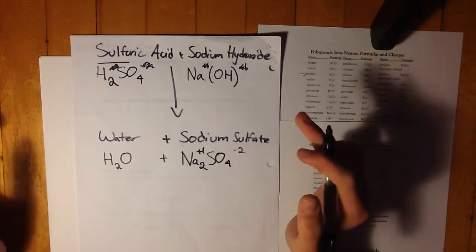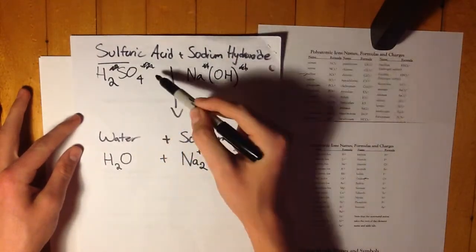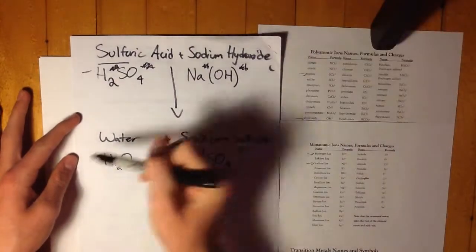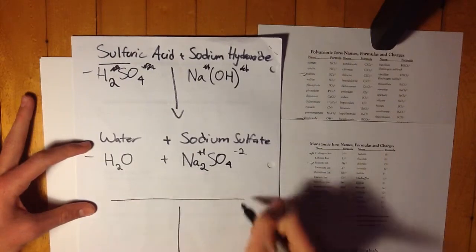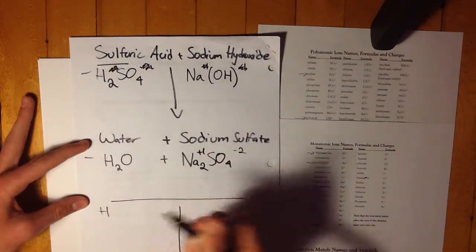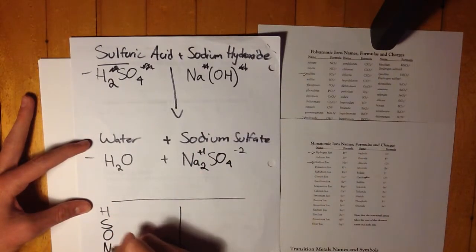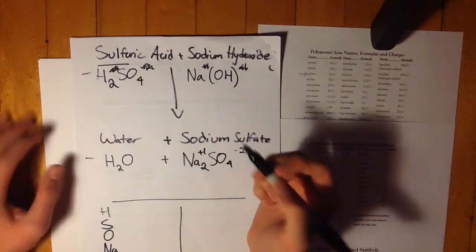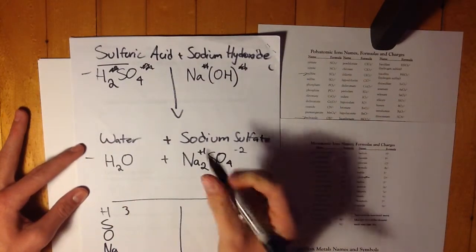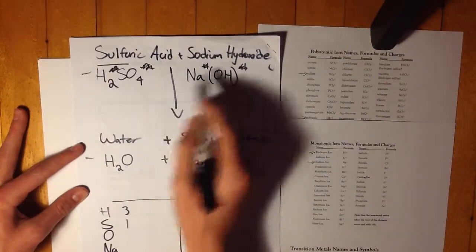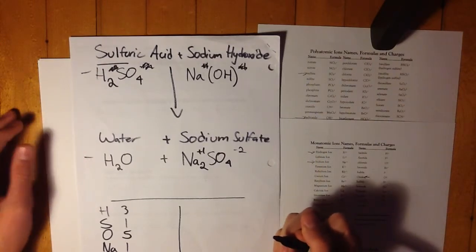Now all that's left is making sure that there are the same number of each individual atoms on this side as this side. So we do this by making a little chart, like a before and after chart. We have on this side hydrogen, sulfur, oxygen, sodium, and then oxygen and hydrogen again. So we have 1, 2, 3 hydrogen atoms, 1 sodium, 5 oxygens, and 1 sulfur.